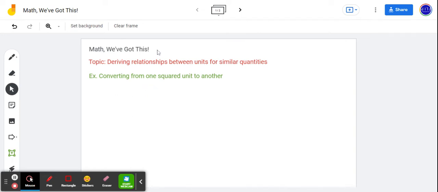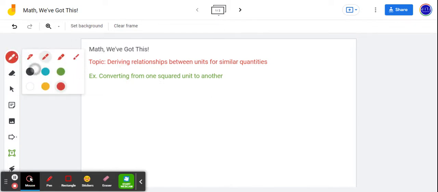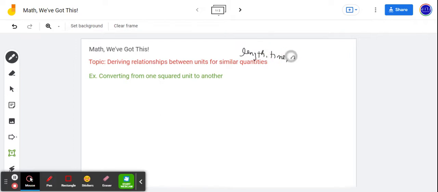Hey everybody, Mr. Stewart back again at Math We've Got This, and in this video we are going to create or derive some relationships between units, and we'll do that for similar quantities. So for instance, length, time, mass, that's what I mean by quantities.